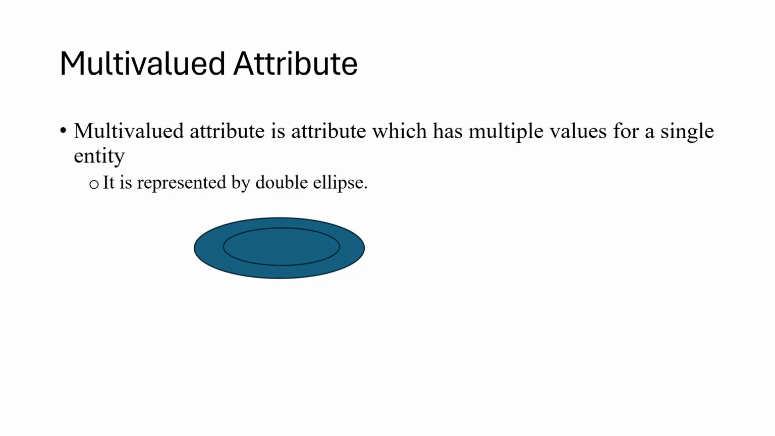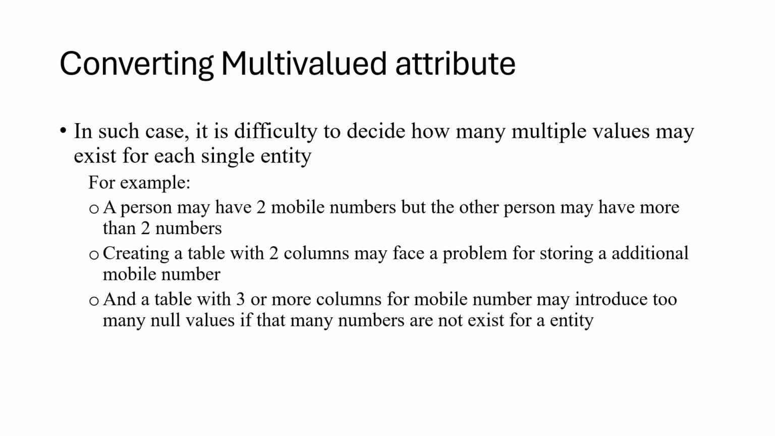For example, you can see that when I have such kind of attributes, then initially the developer may face a problem while deciding how many multi-valued attributes I have to consider. For example, suppose a person has two phone numbers, then another person may have three phone numbers. So in that case, it is very difficult to design a table having three or two phone number values.